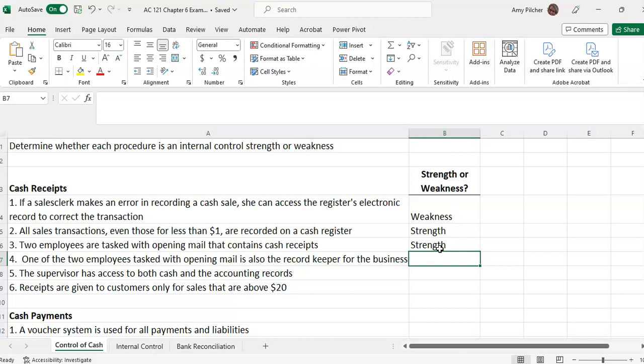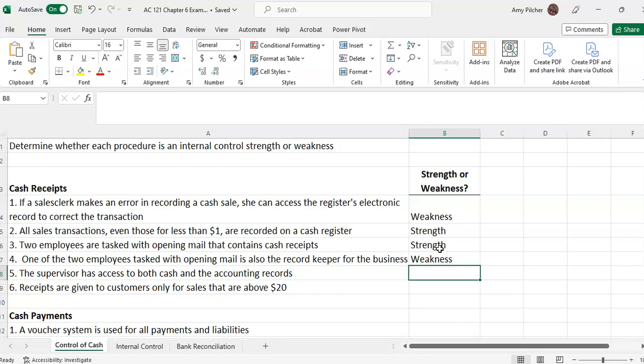Number 4, one of the two employees tasked with opening mail is also the record keeper for the business. So this is a weakness, because part of internal control is removing the record keeping from the cash management. If we're opening mail, we're looking for checks in the mail. And so with an internal control system, that shouldn't be the same person. The same person who collects the checks should not be the one who records the checks.